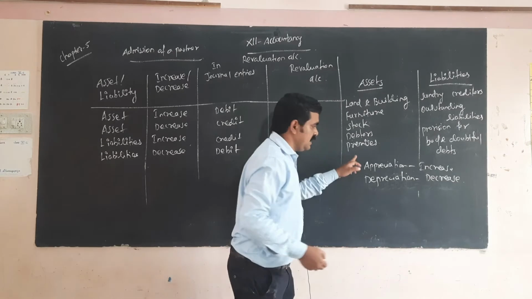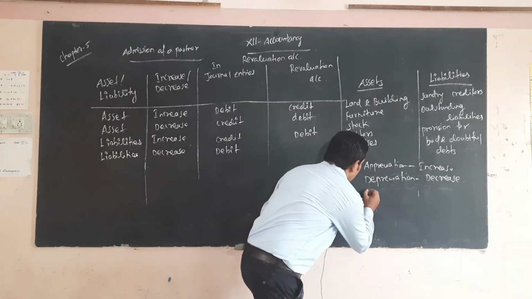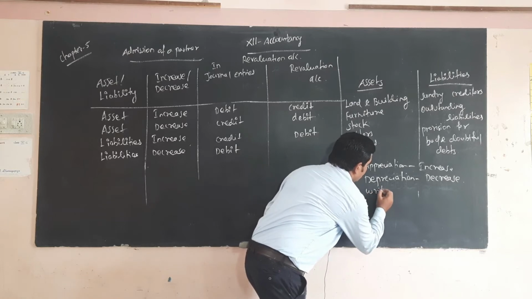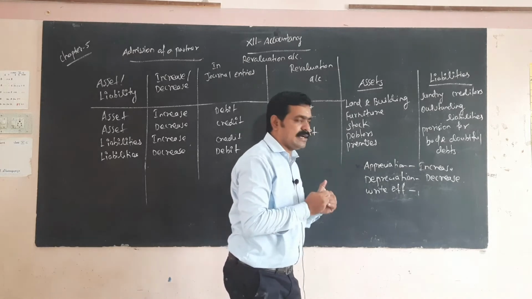Okay, so appreciation means increase, depreciation means decrease. Okay, next, write off. What do you mean by write off? Write off is called decrease the value.